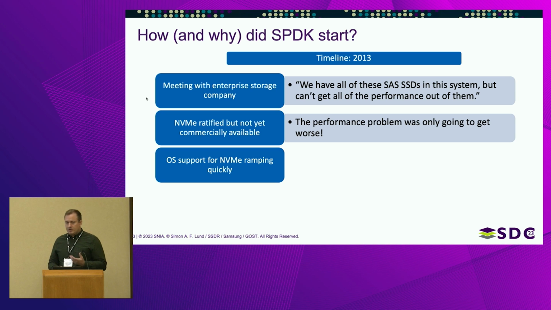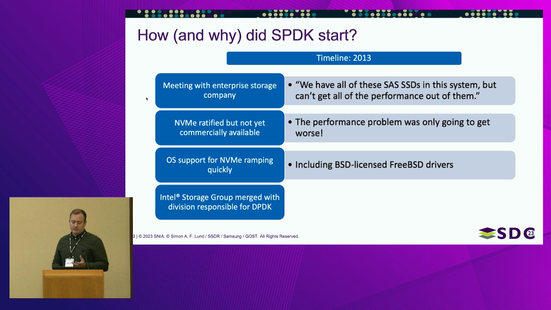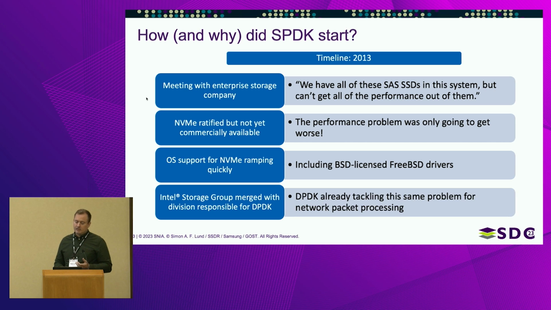OS support was ramping up quickly. We had support in Linux with the NVMe driver, and at the time Jim was also working on FreeBSD and the NVMe driver for FreeBSD. What also happened was that the Intel storage group got merged with the division responsible for DPDK, which was tackling the same problem but for network packet processing. The issue was that the storage abstractions, or the storage stack, was becoming the bottleneck for efficient storage systems, and it seemed like it was only going to get worse.